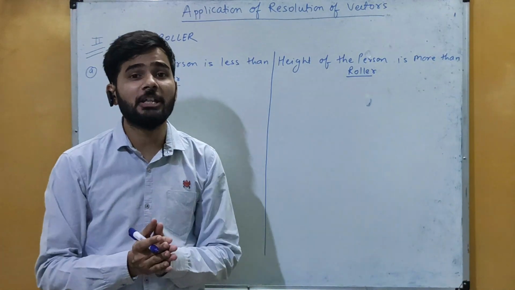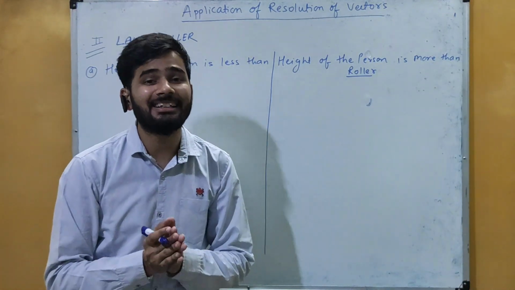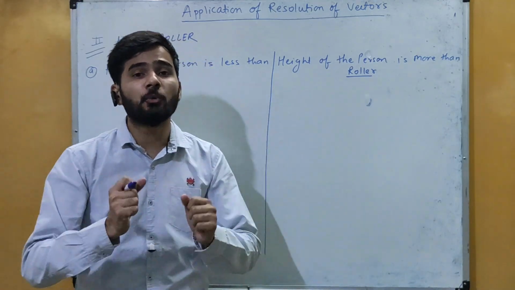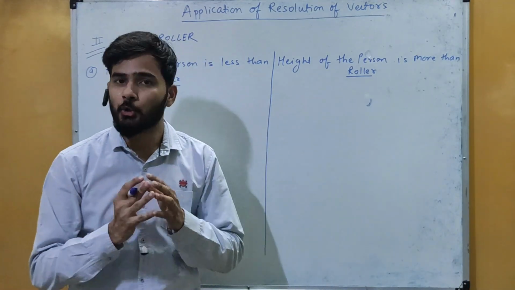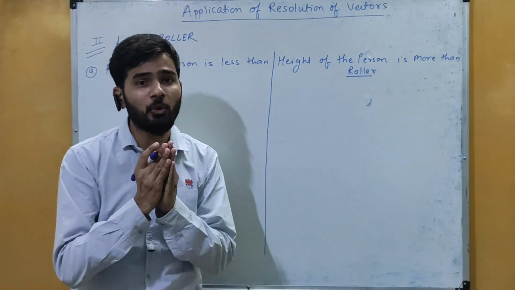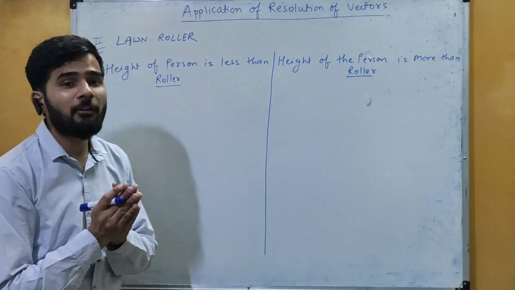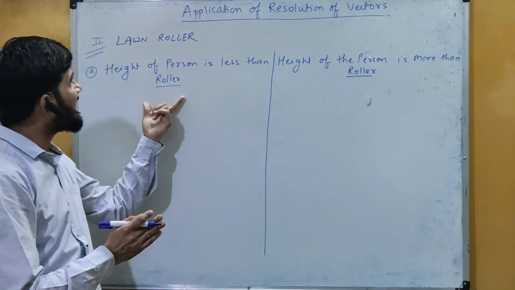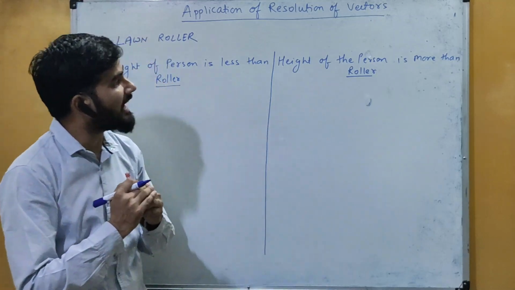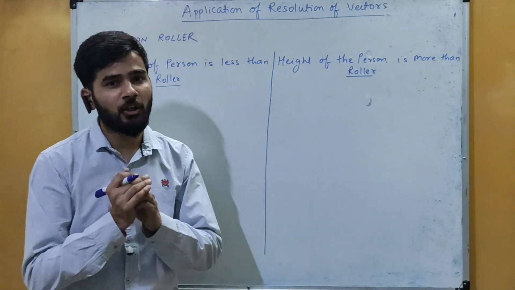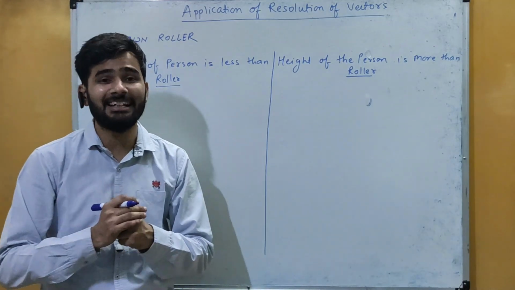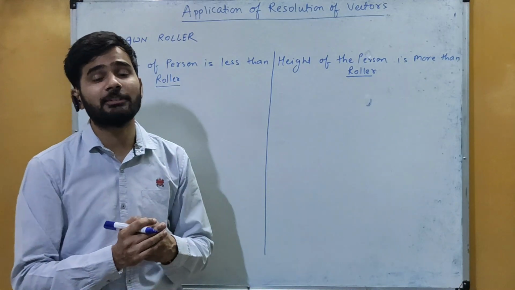Now the next application of the resolution of vector is the lawn roller, where we have to see whether it is easy to push or pull a lawn roller. It is either easier to push it or easier to pull it, and that is what we have to see. So here we have two different cases. The first is that the height of the person is less than the roller, and in the second case the height of the person is more than the roller. In both the cases we will see two different cases, that is, in the case of push and in the case of pull.